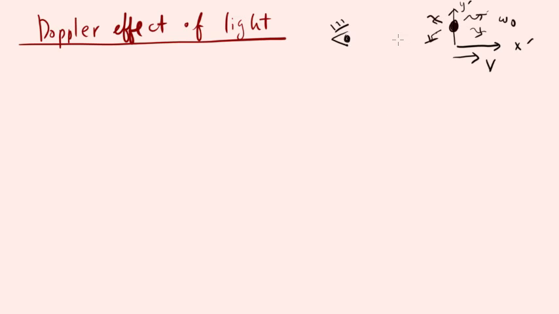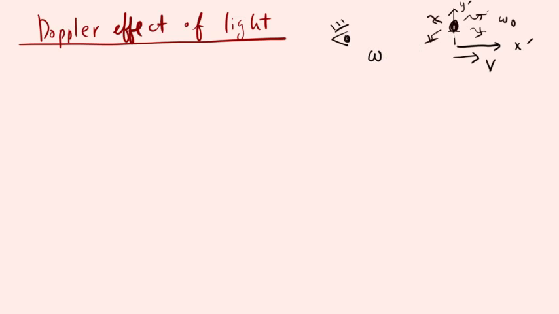Now the question is, when we observe the light coming from this radiation source that is moving at velocity v, what would be the frequency? Will it be the same as omega 0, or would it be different? Well, it would be different, and that's called the Doppler effect of light. So how do we figure it out? It's not really that difficult. Let's figure it out.